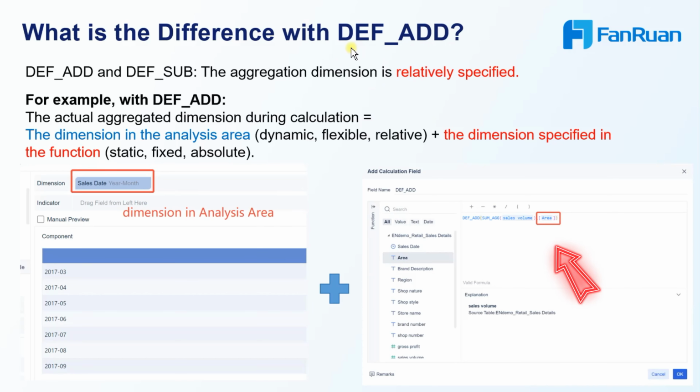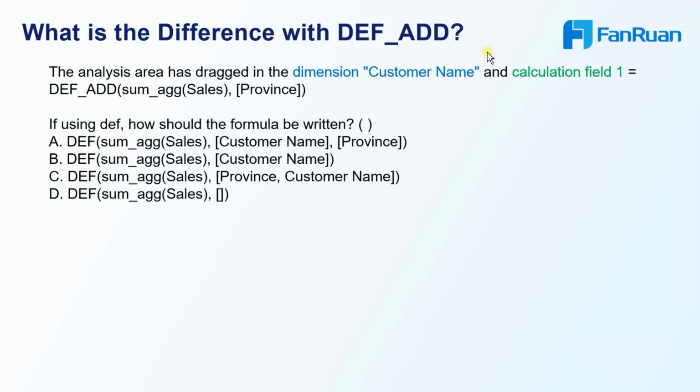In this case, if the dimension inside the function is area, but the analysis area, which you drag into the dimension column, includes other fields, the calculation will consider both the function-specified dimensions and the dragged-in dimensions. Thus, the result of the aggregation can vary based on which fields you drag into the analysis area. This is the flexibility of define add. Let's try a practical example to better understand this abstract description.